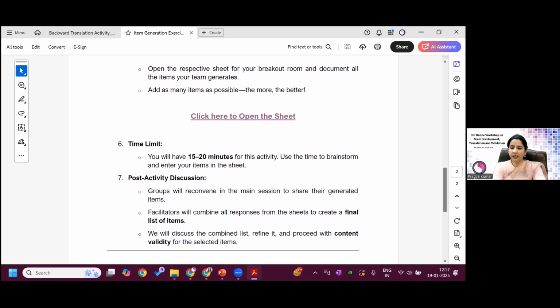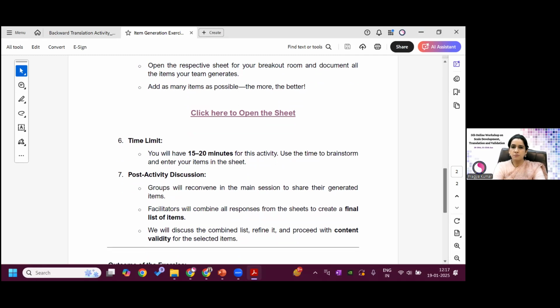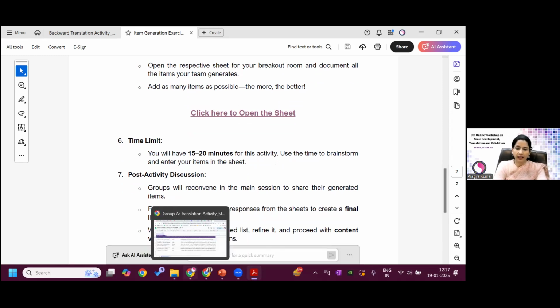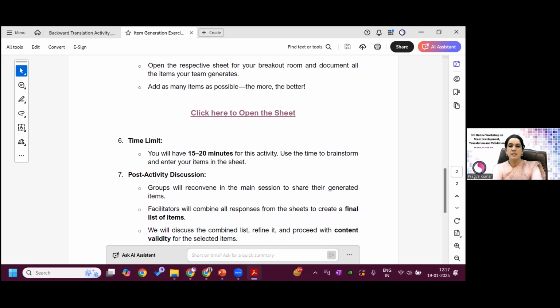There will be a mentor for moderation in each room. How many rooms are we planning to open? Five rooms. Dr. Anand, you open 5 rooms, since we have approximately 25 participants. So 4 to 5 participants in each room, and one moderator or facilitator in each room. You have to read the instructions also.